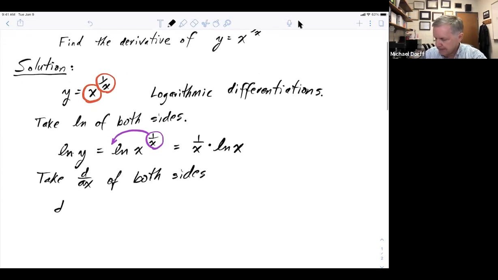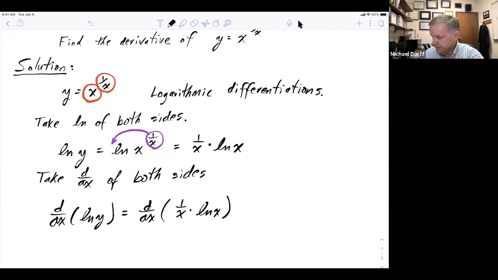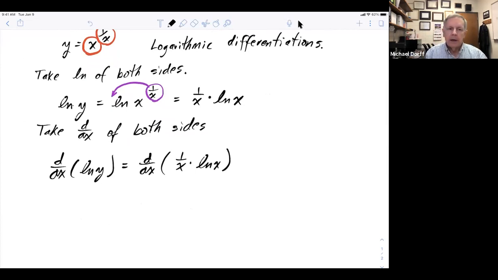So when I do that, I have d dx of the left side, which is natural log of y, and we have d dx of 1 over x times natural log of x. Now on the left side, because I have the y variable in there, I'm going to be using implicit differentiation. And so when I do that, I take the natural log of y, I take its derivative, I get 1 over y. But because my variable term there is a y, I'll have a dy dx expression there. On the right-hand side, we have the normal parts with the x's in there.